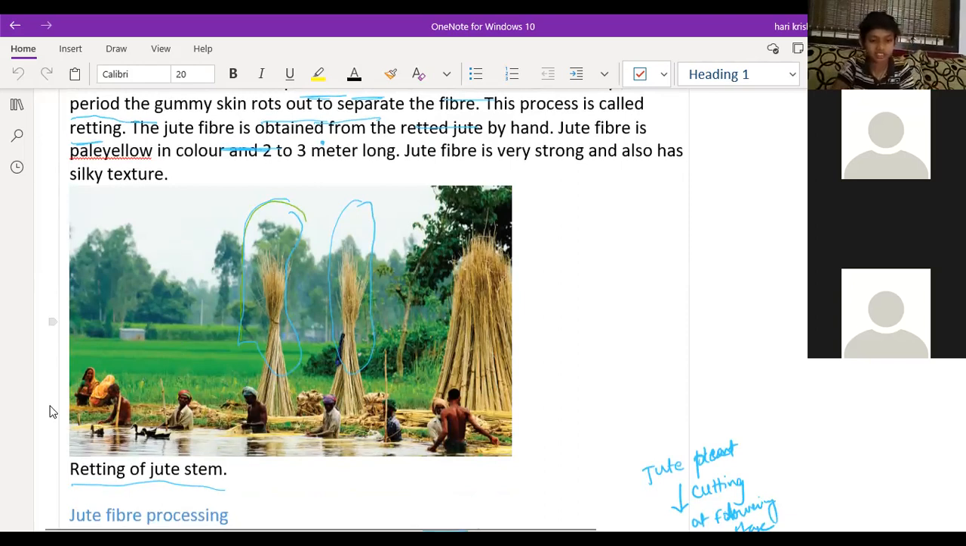Sir, it's very long. It's taller than a human being. How tall is a human being? It will be around 1.5 or 2 meters, like 5 feet 8 inches. Then check in meters how long it is.